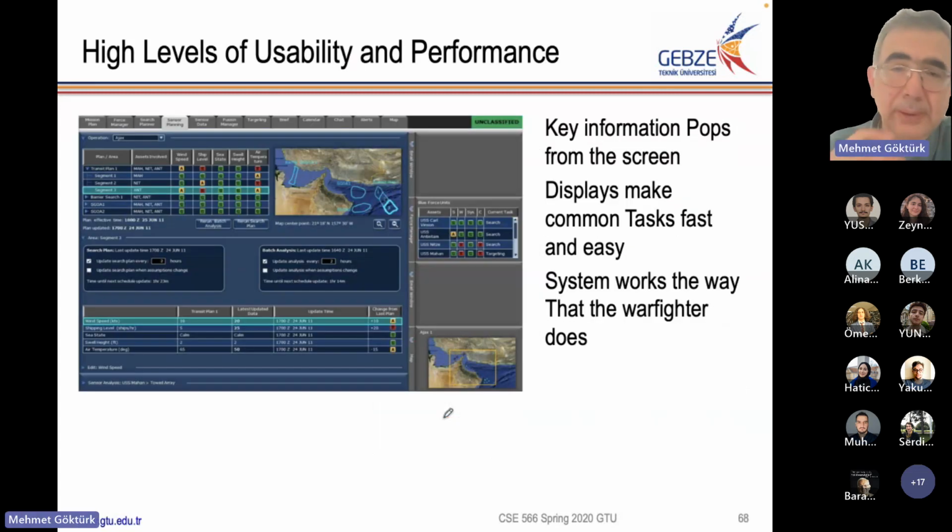This is another example. Maps, status displays, and multiple parameters with different colors. So if these colors are red, then it means there is a problem.